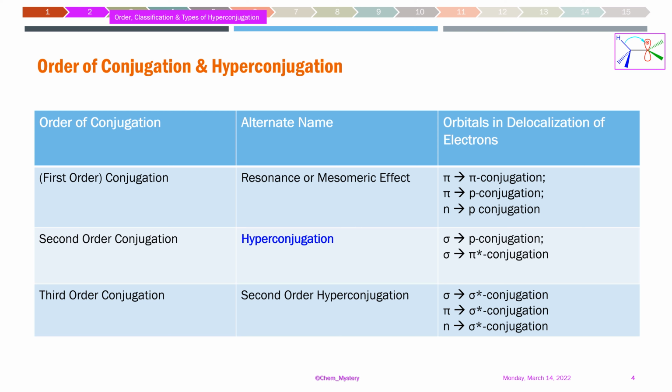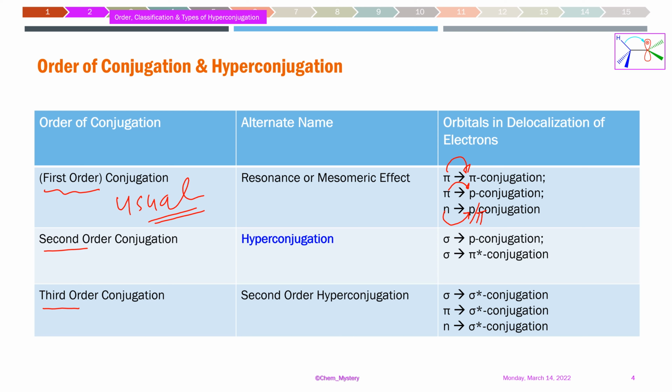What is the first order conjugation? This one, then second order conjugation, and then third order conjugation. First order conjugation is the usual case of conjugation, what we might have seen earlier. This is the usual case of conjugation where the electrons from the pi bonds, one of the pi orbitals can be going to another pi orbital. From pi orbital they can be going into p orbital, or non-bonding electrons can also be going into p orbital or the pi bond. That kind of conjugation we have seen earlier. That is the case of normal conjugation.